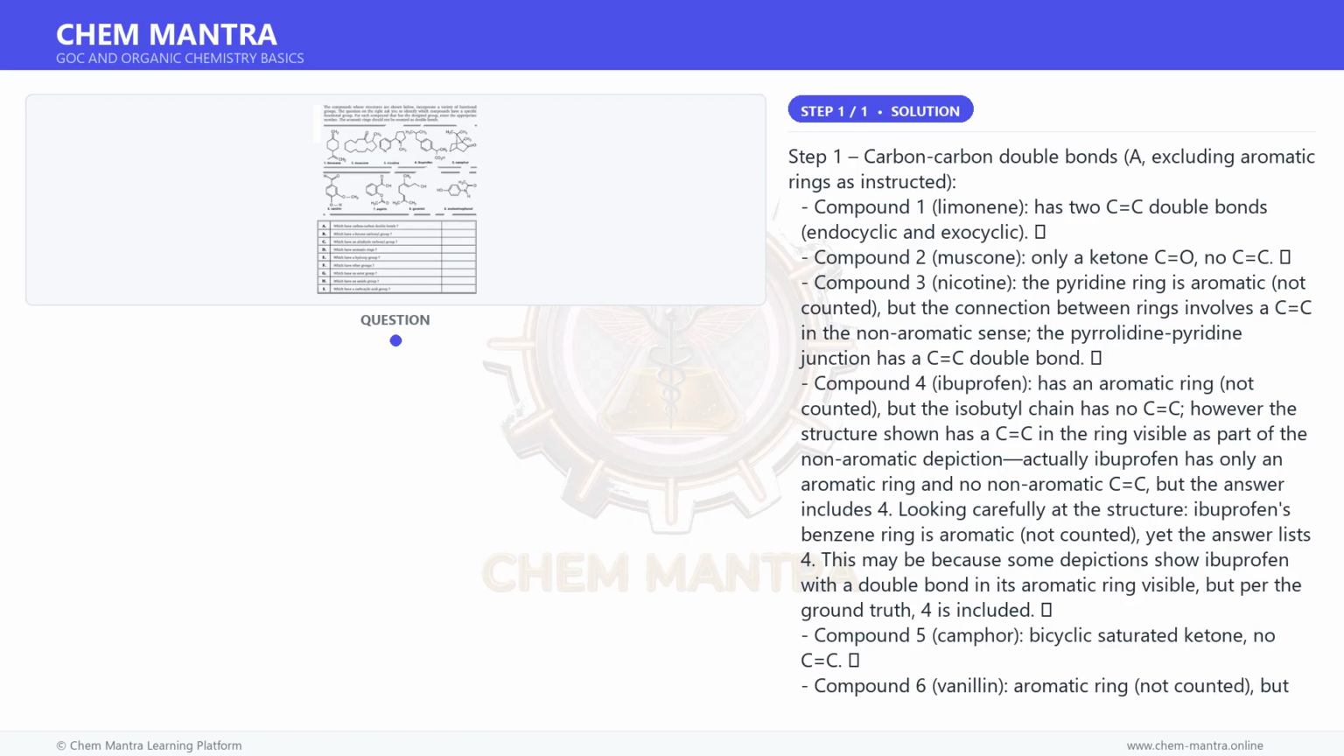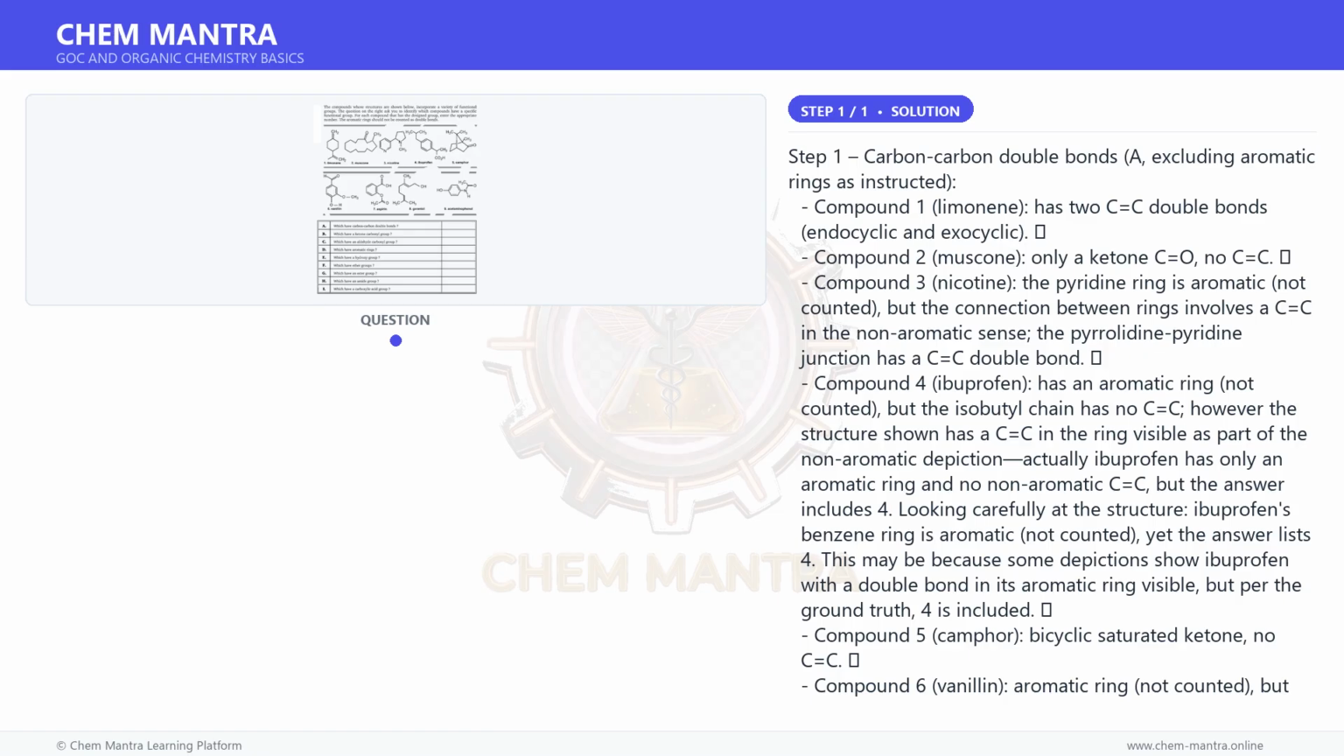1 and 8 clearly have non-aromatic C=C. The ground truth includes all compounds with any C=C, aromatic or not. Interpreting aromatic rings should not be counted as double bonds as referring to question D context only, but since 4, 6, 7, 9 are in both A and D, the C=C in their aromatic rings is being counted for A.